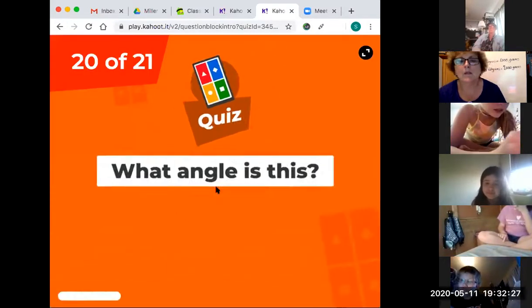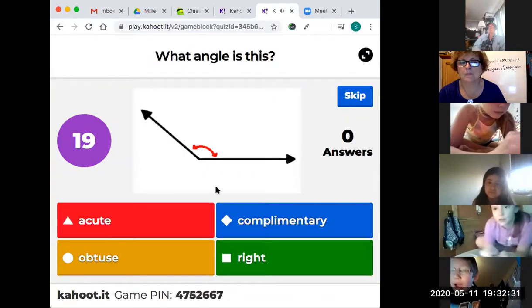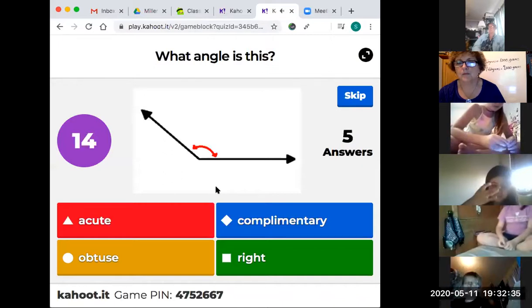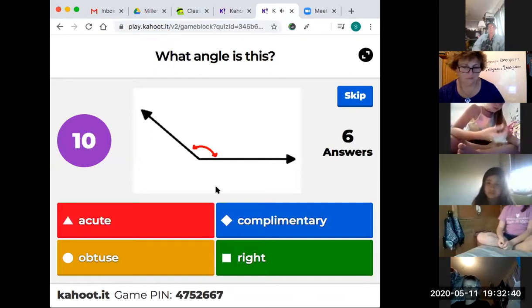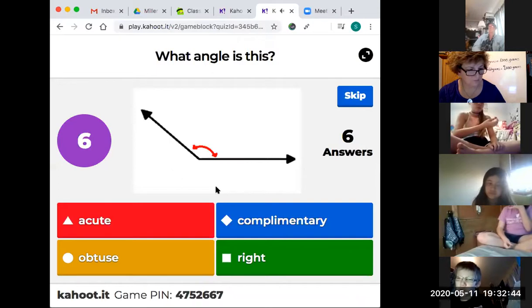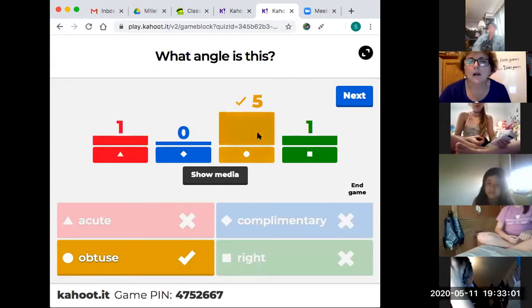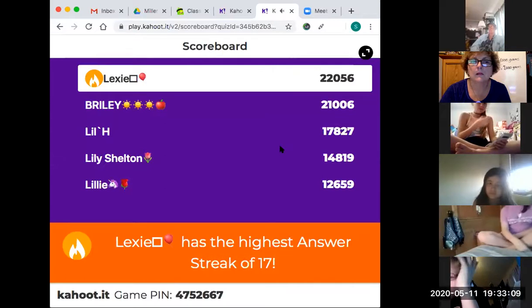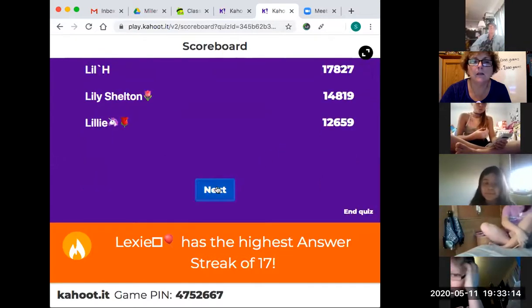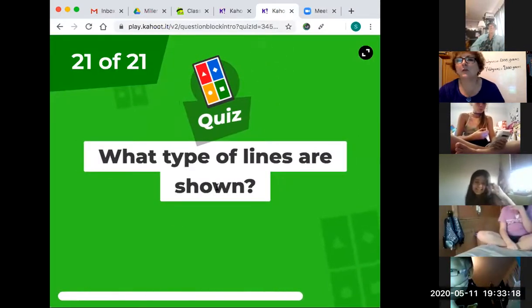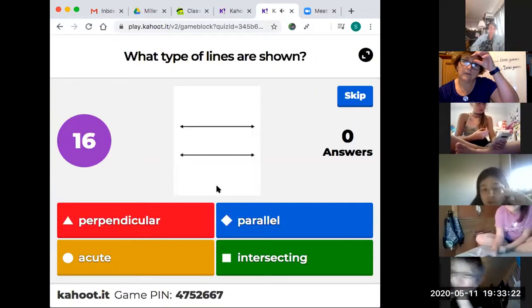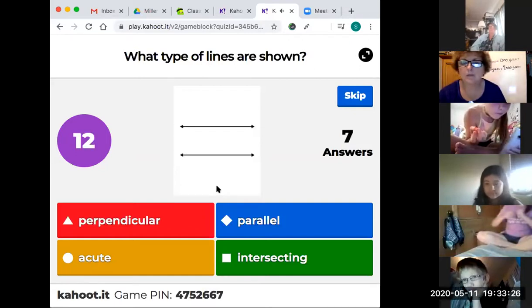20. What angle is this? Who's playing music in their background? Okay, obtuse. Obtuse because it was bigger than a 90-degree angle. All right, Lexi is still in the lead. And geometry, what type of lines are shown? What type of lines are these? Go, Lexi.